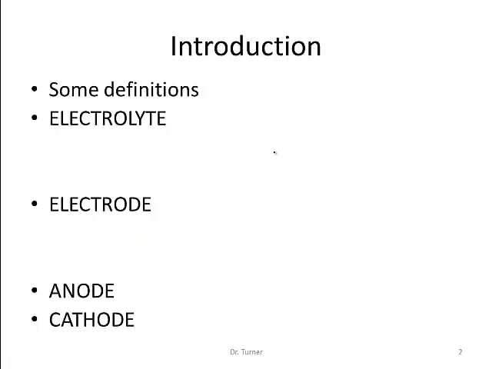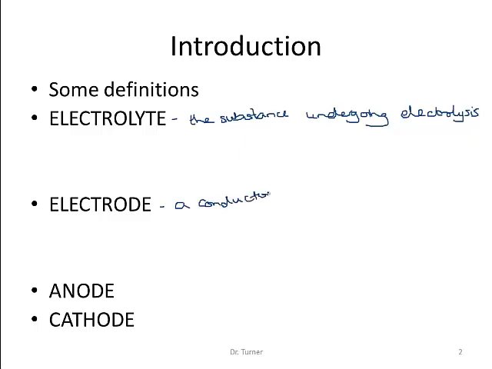So here are a few other definitions that you'll need to know. The term electrolyte is the term which defines the substance undergoing electrolysis. The electrode is defined as a conductor through which the current enters or leaves.